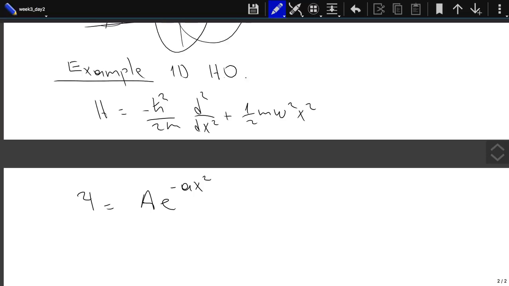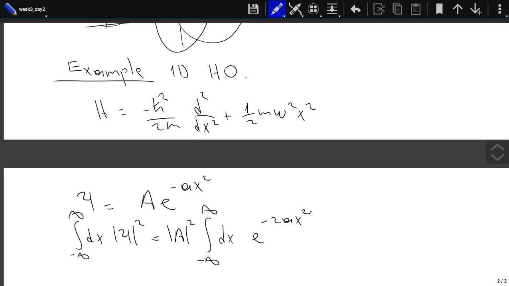So psi you can take to be A times e to the power minus a x squared. This goes to 0 as x goes to plus or minus infinity, so it satisfies the boundary conditions. And we have to determine what A is first. We can determine A by the normalization condition. This is equal to A squared times the integral from minus infinity to infinity dx e to the power minus 2a x squared. By the way, there is a constraint here on the parameters. We have these 2 parameters, large A and small a. First we are solving the constraint and then minimizing with respect to the free parameters.